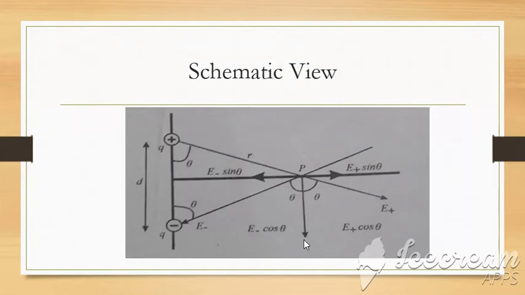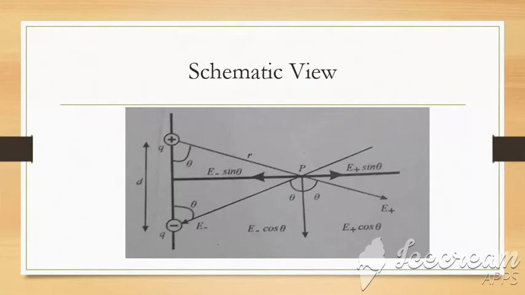So only E minus cos theta and E plus cos theta are in the same direction, along the axis, so they will make each other stronger. They will reinforce each other. They will make the electric field stronger. So at this point P, the total electric field is due to these two components, E minus cos theta and E plus cos theta.